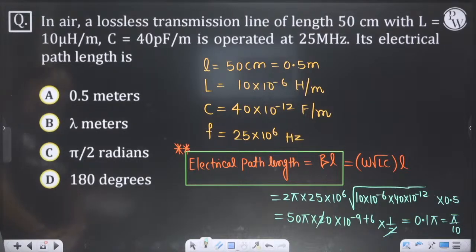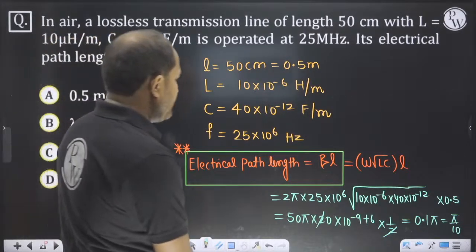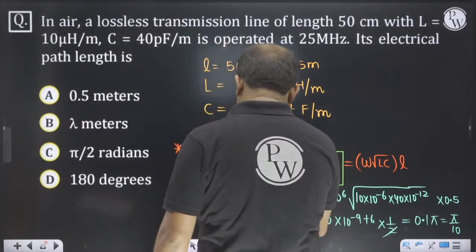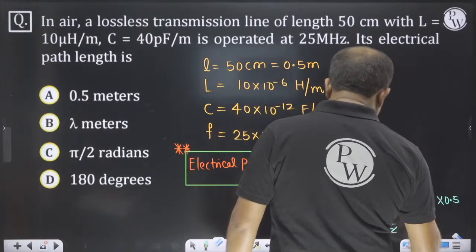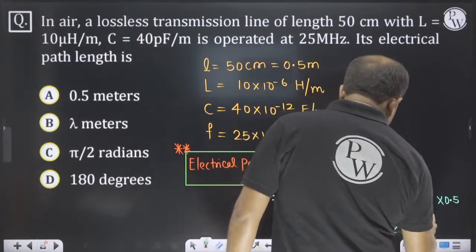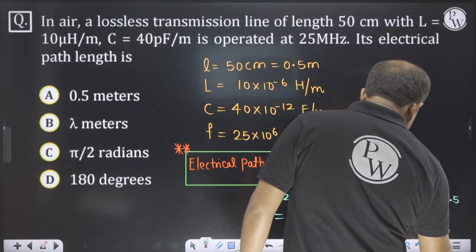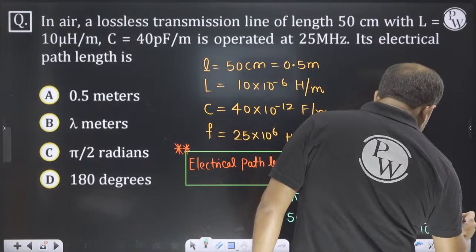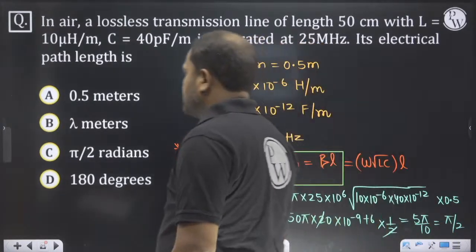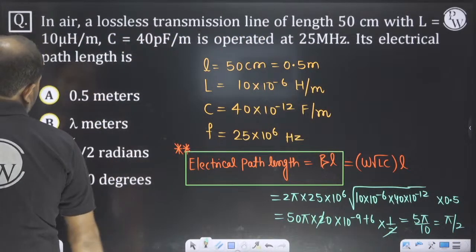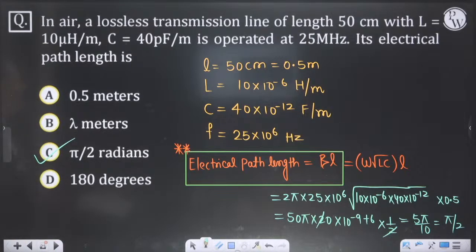Okay, 50 is there. So 5 pi by 10 is pi by 2. So the answer is pi by 2. So the electrical path length is our beta L.